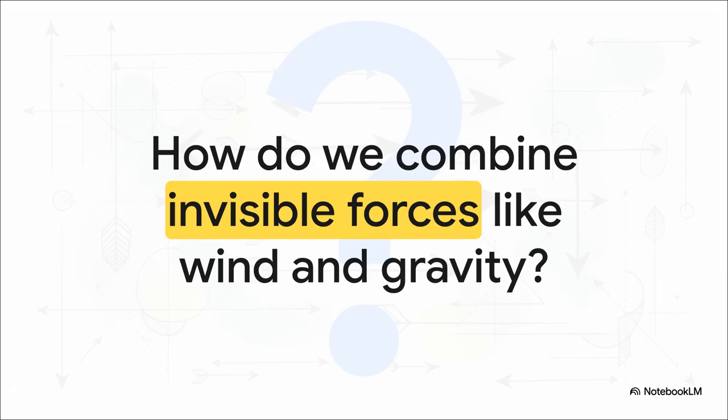I mean, think about it for a second. An airplane has its engines pushing it forward, its wings giving it lift, gravity pulling it down, and the wind blowing it sideways. So how in the world do we figure out where it's actually going? Well, the answer is vector arithmetic. It's how we take all those invisible pushes and pulls and combine them into one single predictable path.